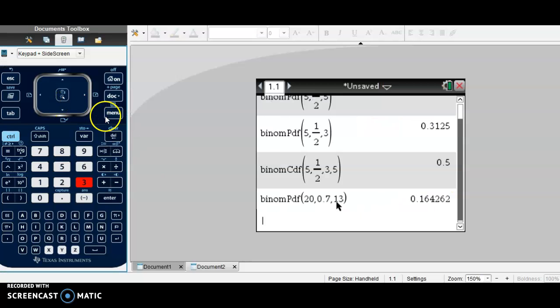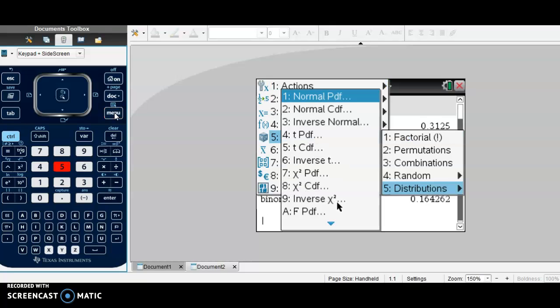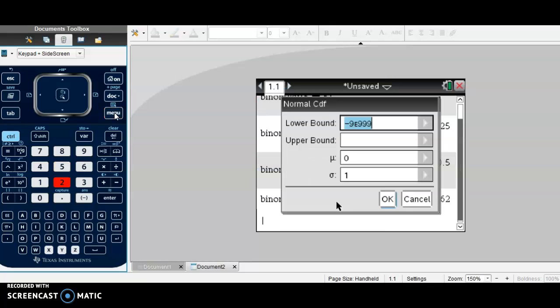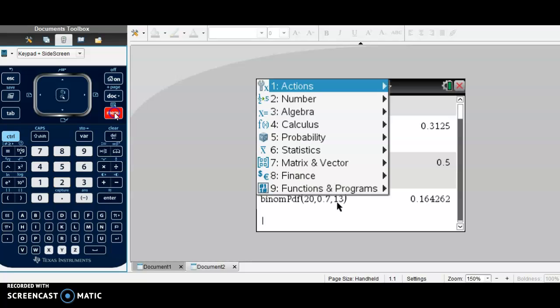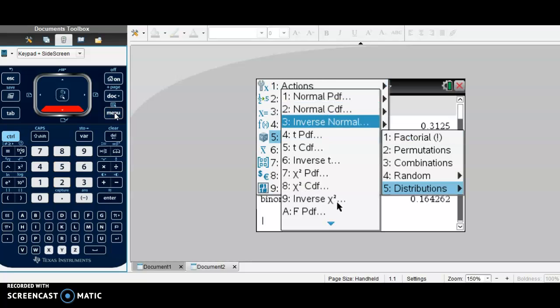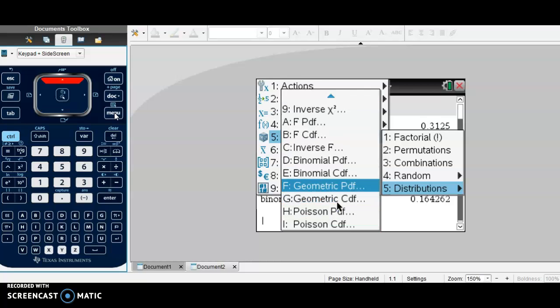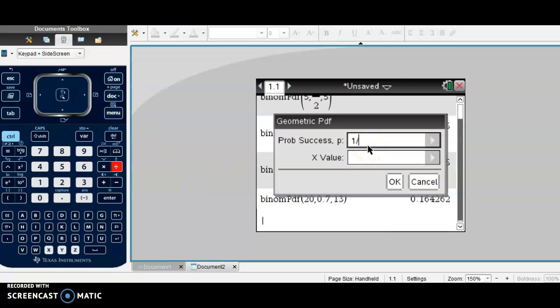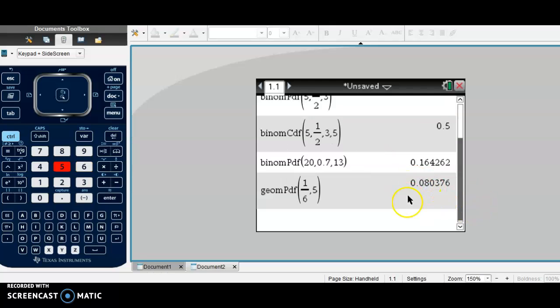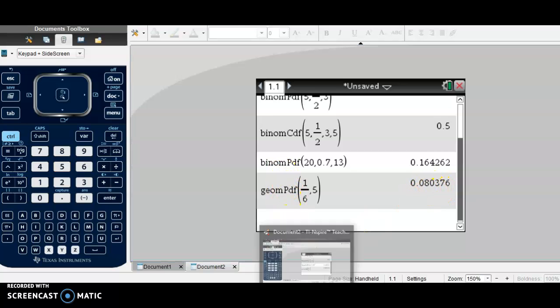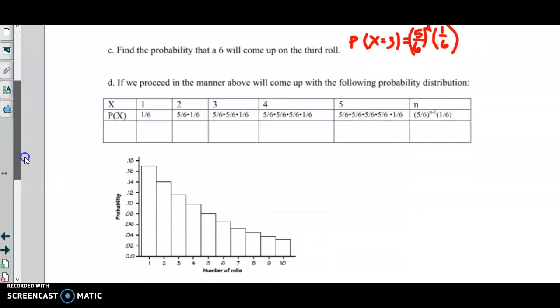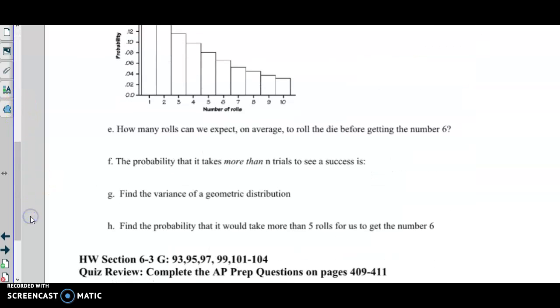Or in your calculator, you go to Menu, Probability, Distributions. There is a geometric PDF and CDF. They work the same as binomial. So you could pick PDF for these. It would be Geom PDF with p equal to 1/6. Let's just do the fifth roll. So that probability would have been 0.080. So you do have geometric PDF and CDF in the calculator.